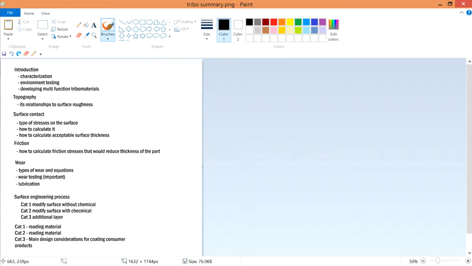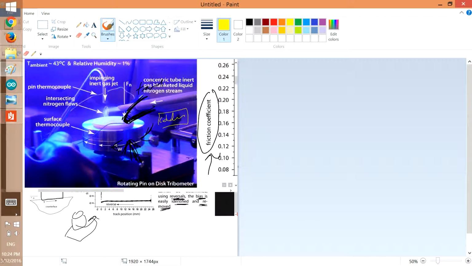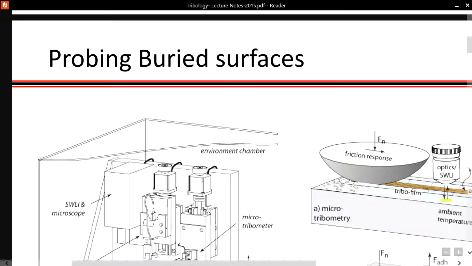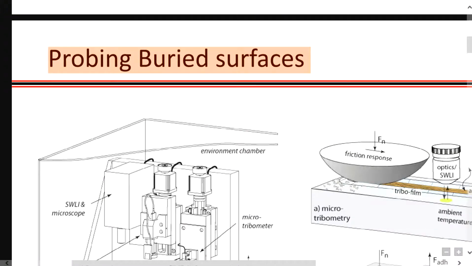Alright, then just a double check. We have done this. Next we're going to talk about developing multifunction tribological materials.